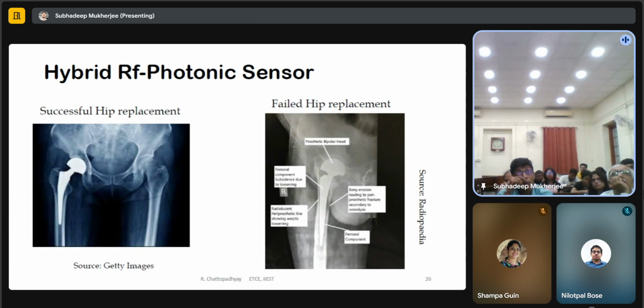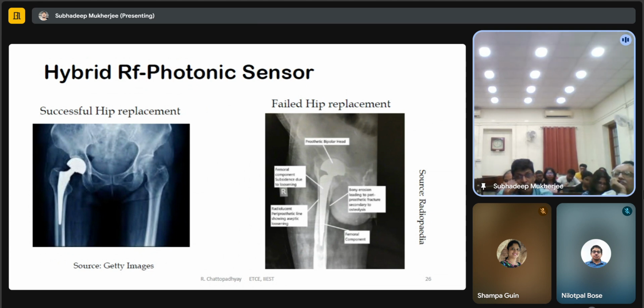Now this is the third topic that we are also working on right now, and we have a running DST project on that. This is called the micromotion measurement of hip implants. Whenever there is a crack or an accident, and the hip joint has to be replaced, there are metal implants that have to be given into the bone structure.